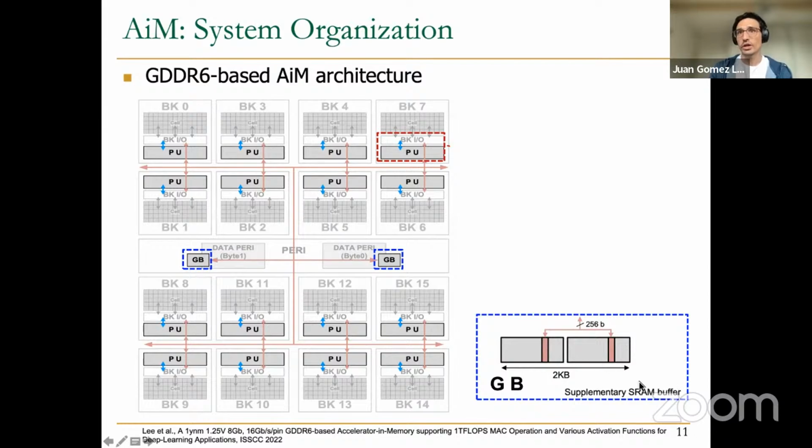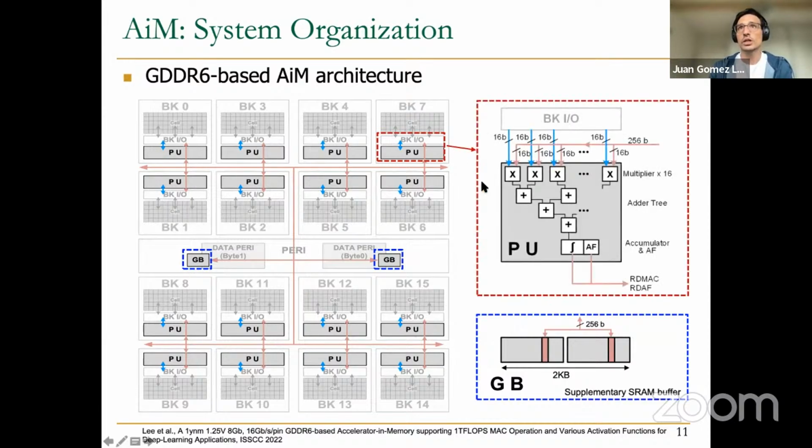So the global buffer is an extension of this GDDR6 die, where we find 2 parts, in total 2 kilobytes of SRAM memory, and these, as we will see, are intended to keep vectors that are going to be used in the machine learning workloads.